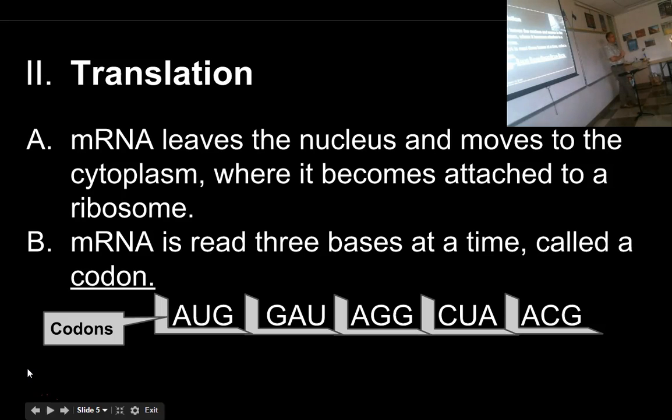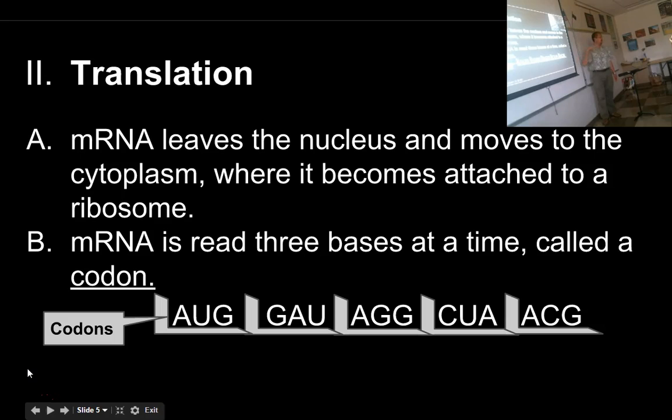And those genes, when you put all the genes together, make the volume of the encyclopedia of how to make an organism. So these 3-letter groups are called codons, and you'll see why it's a 3-letter group in a moment. But we read those 3 letters at a time. So in the example that we're working with here, AUG is a codon, GAU is a codon, AGG is a codon, CUA is a codon, ACG is a codon.